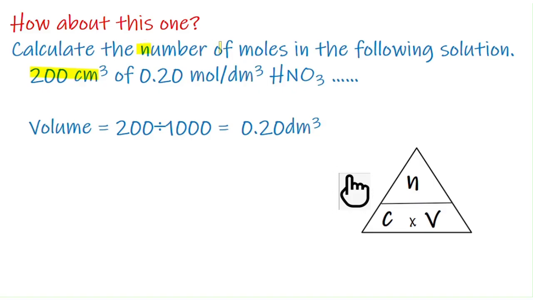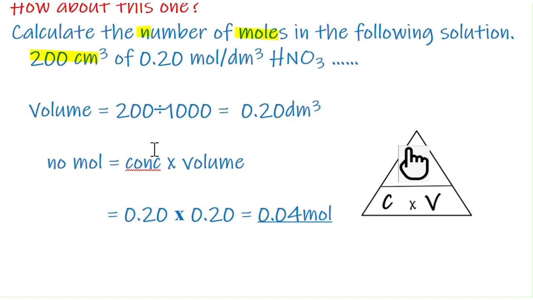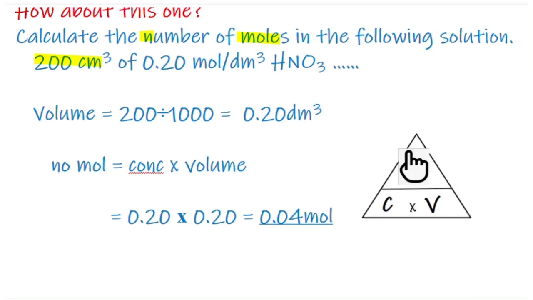Now let's look at NCV. We need the number of moles, N. So we cover up the N and we get the N, the number of moles, is the concentration times the volume. Sub in the numbers. 0.2 is the concentration times 0.2 decimeters cubed equals 0.04 moles.